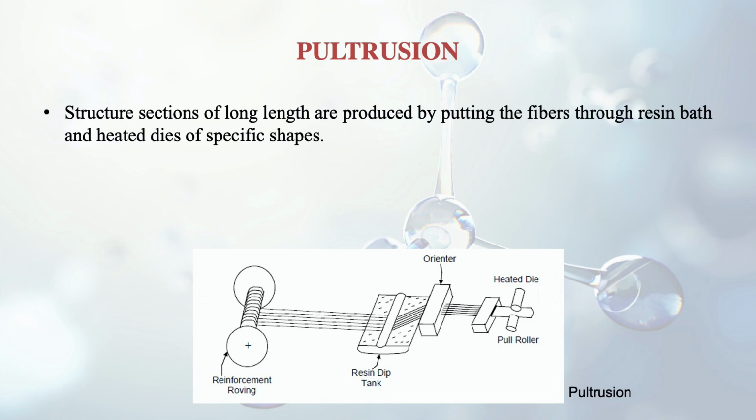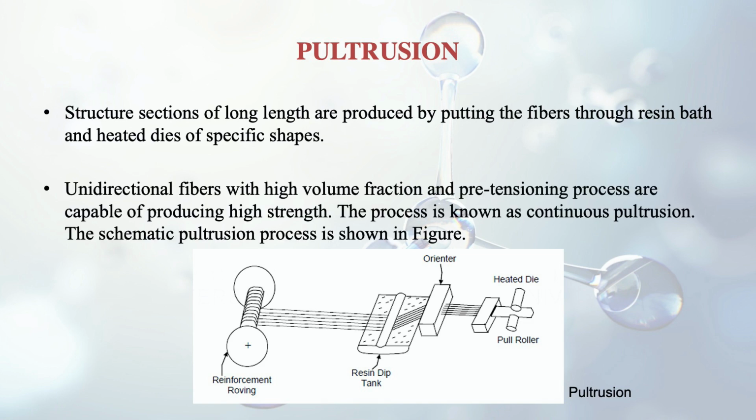So there is the process of pultrusion also. The structural sections of long length are produced by putting the fibers through resin bath, and then heated dies are applied to get the specific shapes. So from this figure it is quite clear. There is a reinforcement roving. From there the fiber is coming on, like it is on a pulley type of thing rolling, and the fiber is coming out from there.